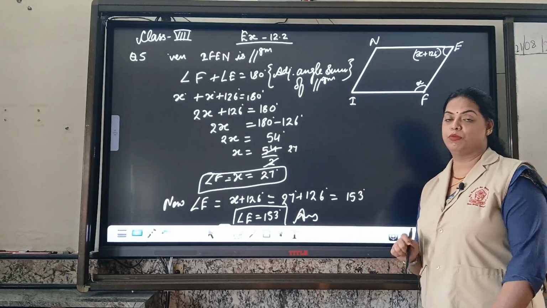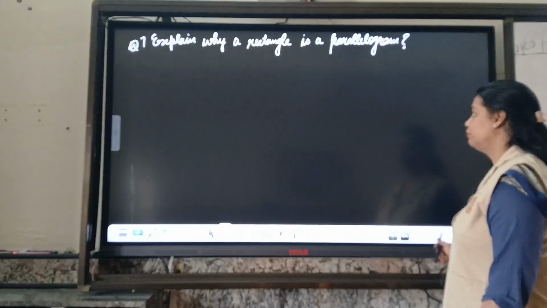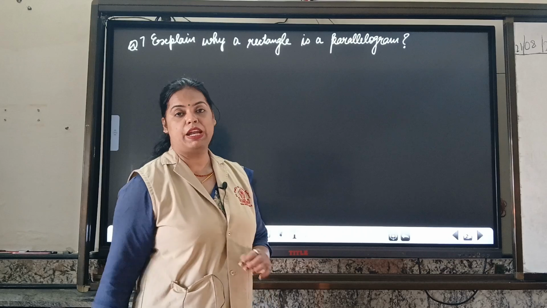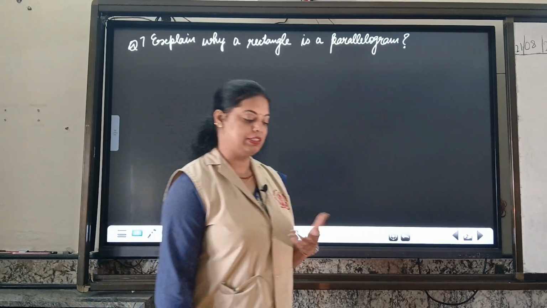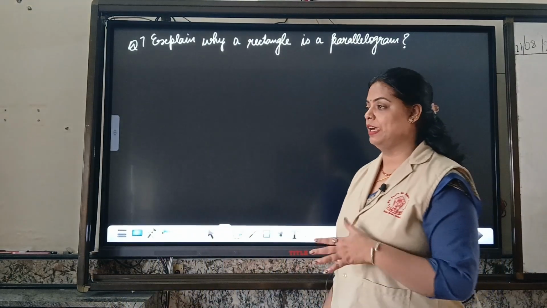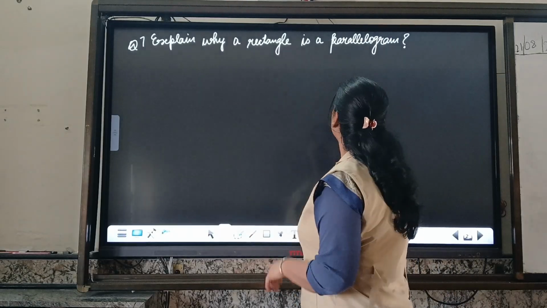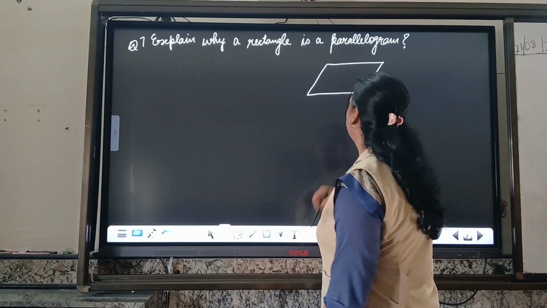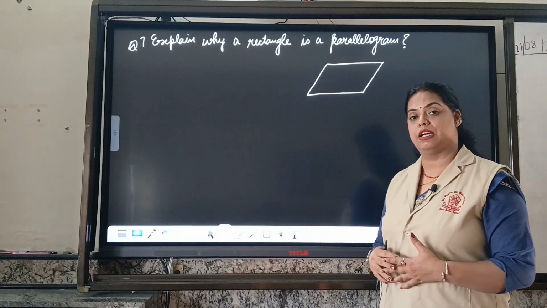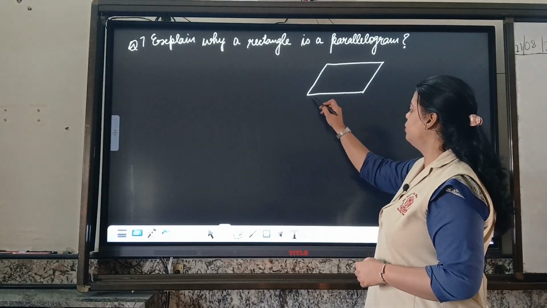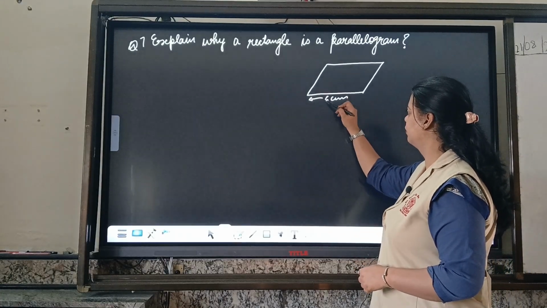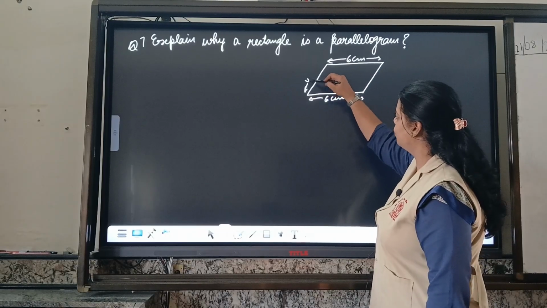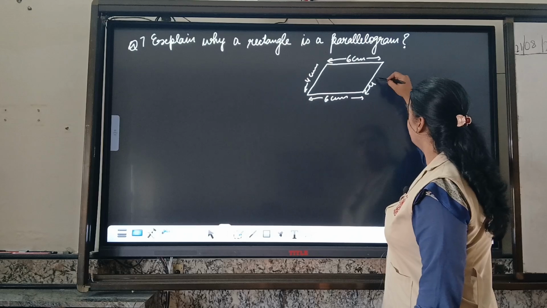Now we will move towards our next question. It is asking us to explain why a rectangle is a parallelogram. We will compare the similarities between a parallelogram and a rectangle. So I am drawing here. We can see that opposite sides of a parallelogram are parallel and equal in length. Suppose if it is 6 centimeter, then this side will also be 6 centimeter. Here if it is 4 centimeter, this would be again 4 centimeter.